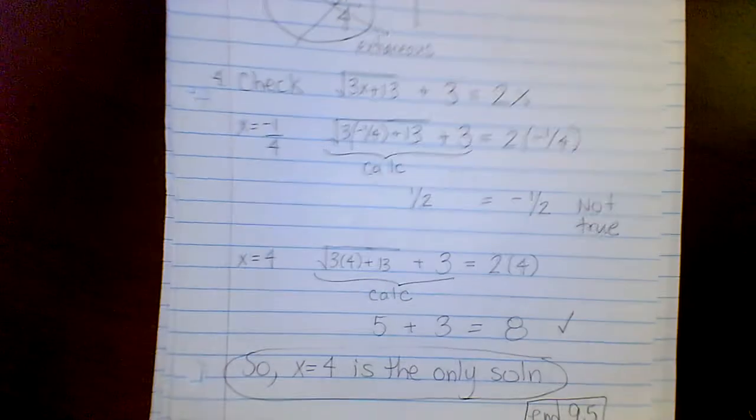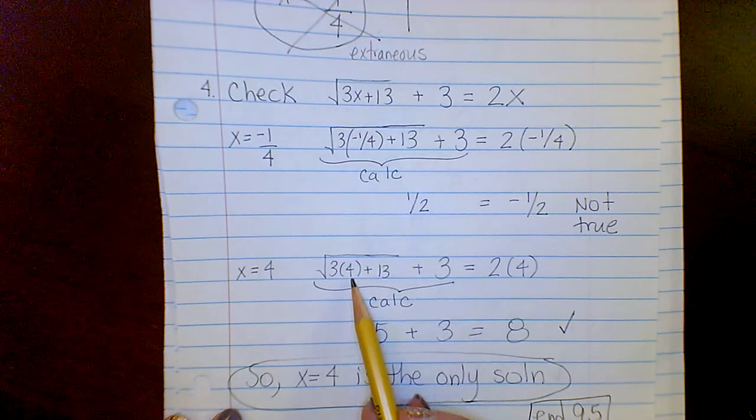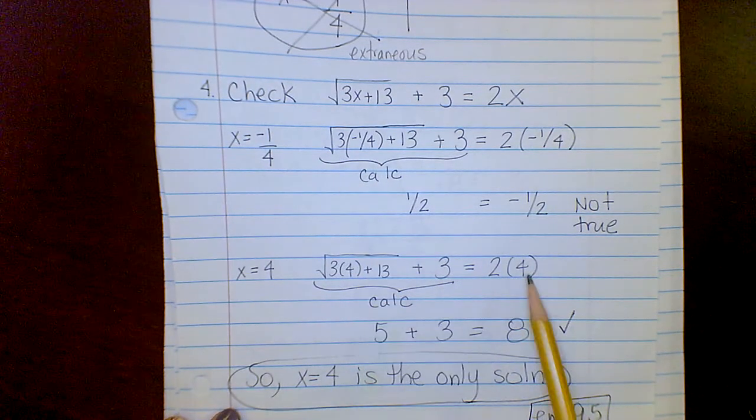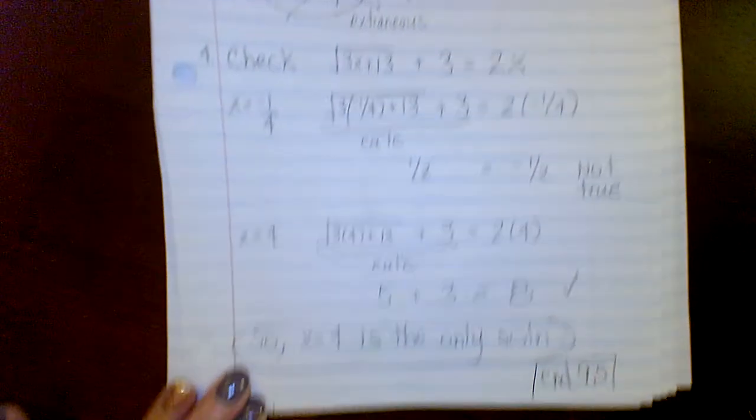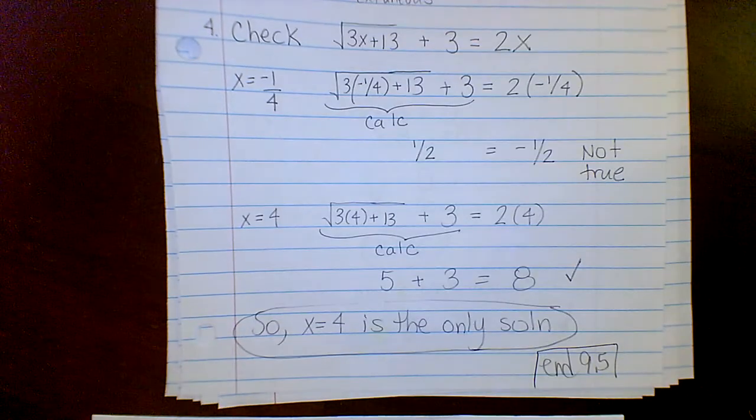4 turns out to be okay. If I plug 4 into the original equation for both x's and use the calculator on this expression here, I get 5 plus 3 is 8. That's true. So that means x equals 4 is my only solution.